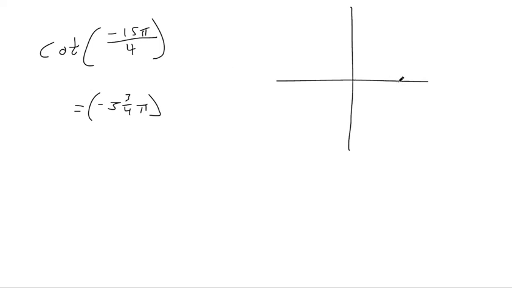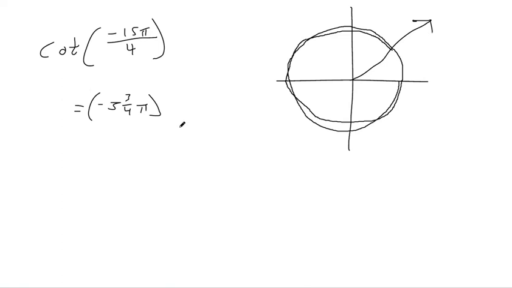So negative 3 pi over 4. Here's negative 1 pi, negative 2 pi, negative 3 pi, and then another negative 3/4 of a pi. Okay, so that means we're going to be around here, because this is always half a pi to go from here to here. Another way of doing that is you could convert it to degrees.